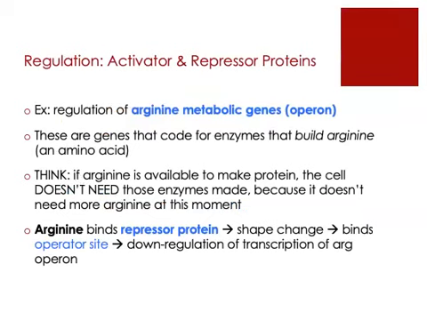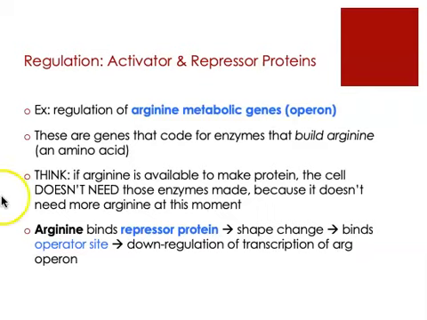Now, I also want to give you an example of a repressor protein and an operator site and downregulation of an operon. So let's talk about the Arginine operon for a minute. This operon contains several protein coding regions that code for enzymes that are going to build arginine. Arginine is an amino acid, okay? So these are enzymes that are going to help an anabolic reaction occur that builds arginine.